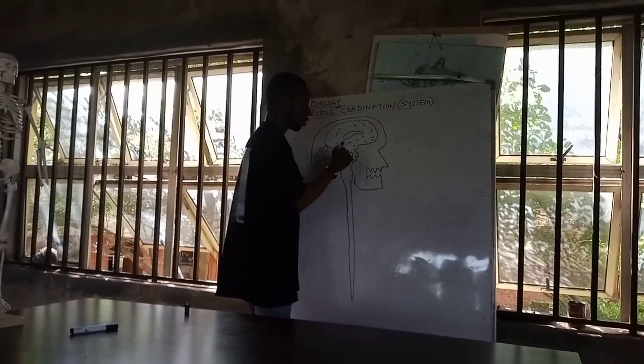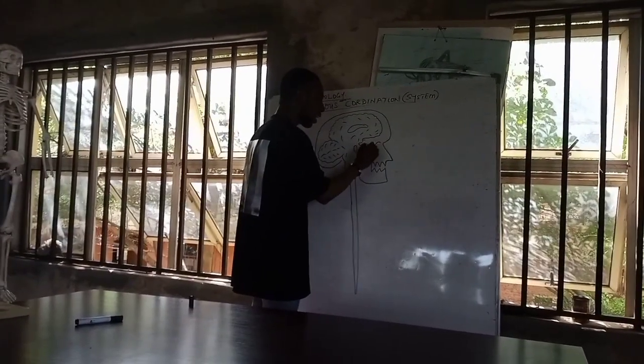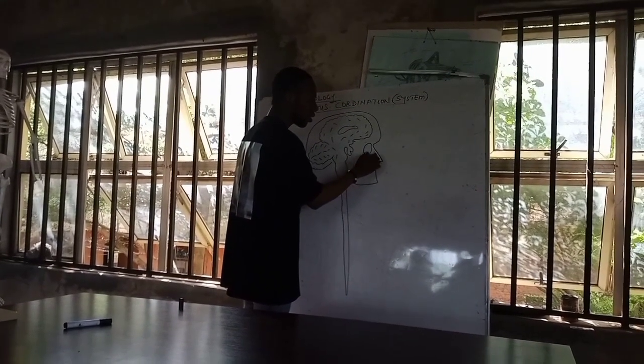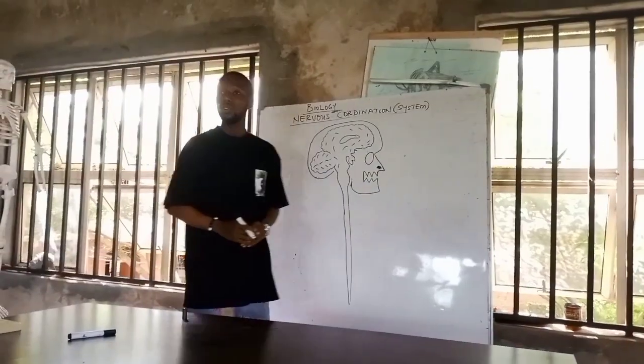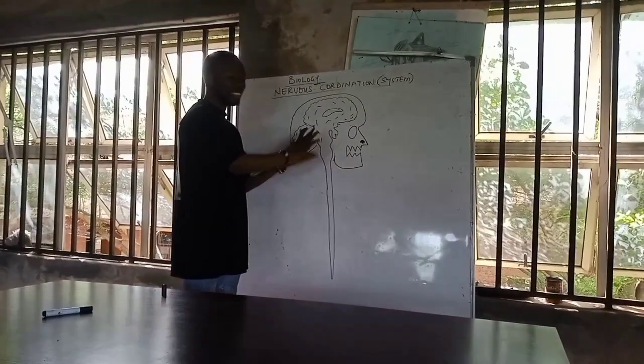Okay? This part here, this is the eye socket, the orbit. Then this is the nasal cavity. This is the facial part of the human skull. Do you understand? This human skull here, we divide it into two.